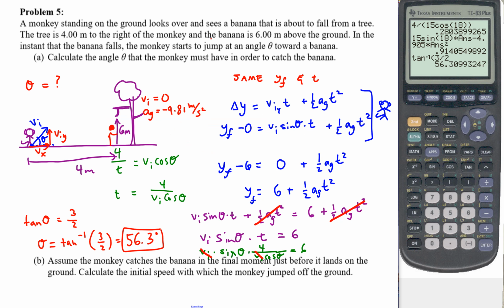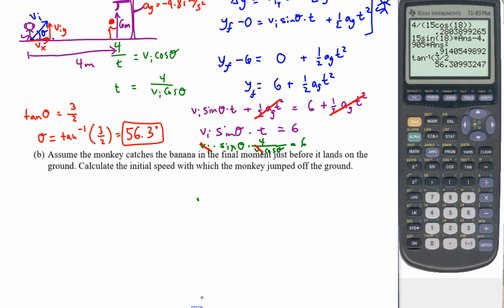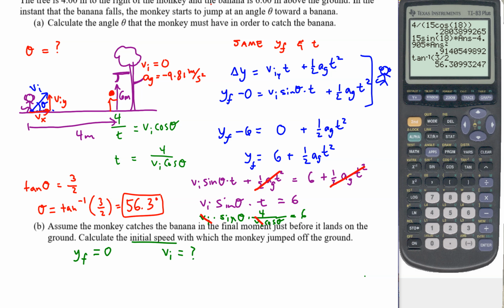Part B. It says, assume the monkey catches the banana in the final moment just before it hits the ground. Thankfully, we don't have to worry about the 5-second rule. So, okay, the banana is at the ground, the monkey is at the ground. We've just been told y final is 0. Calculate vi. So look back to the equations and see if it helps to plug y final equal to 0 into any of those equations from the previous part.